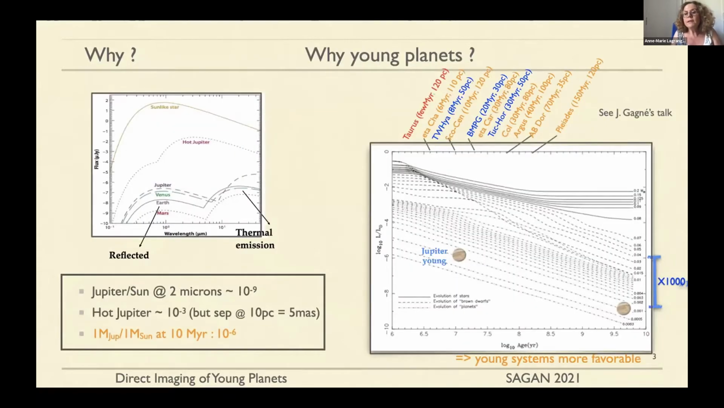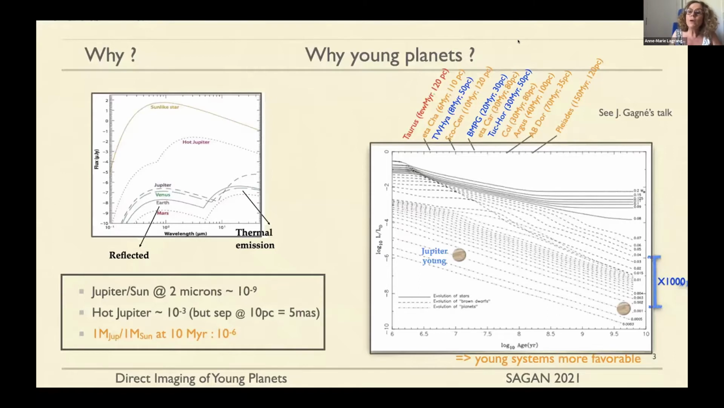Why young planets? If you look at the contrast between Jupiter and the Sun today, it's about 10 to the minus 9 at 2 microns. So it's a very huge contrast compared to what we can do today. But the models tell you that the same Jupiter, when it was 10 million years old, was 1,000 times brighter. This gives you a contrast ratio of about 10 to the minus 6, which is something that we can deal with, actually. This is the reason why we look at young planets.